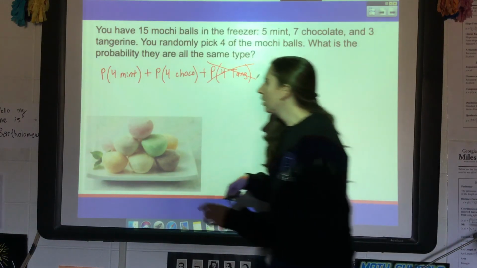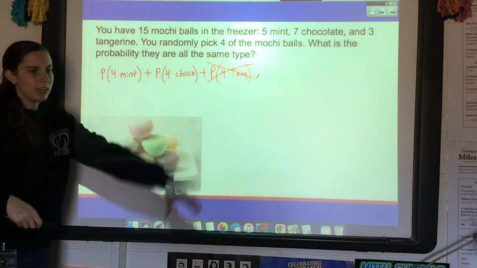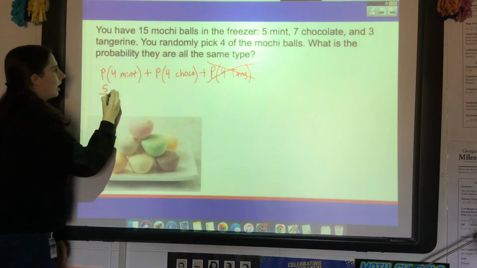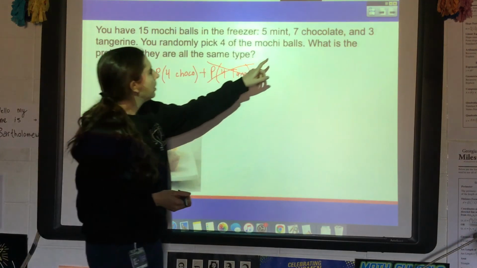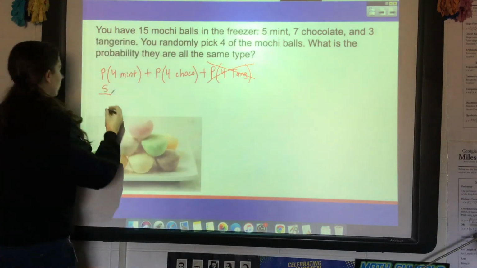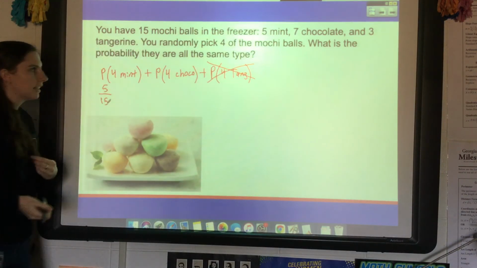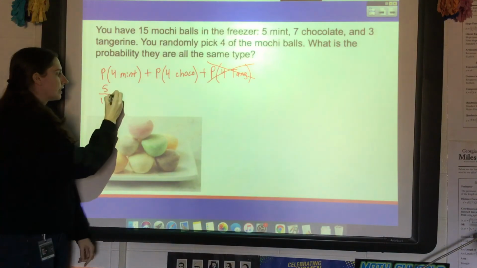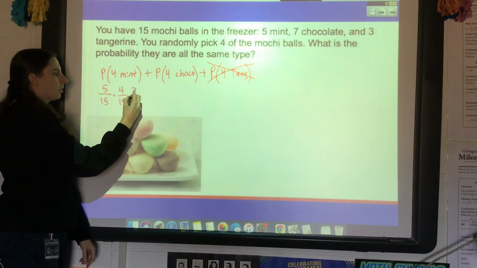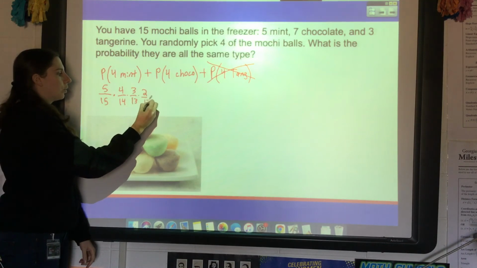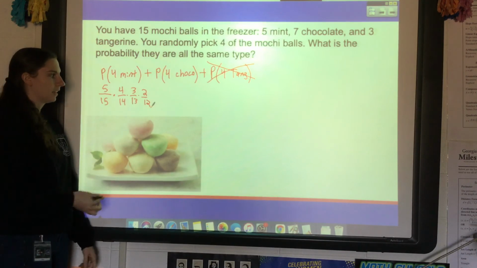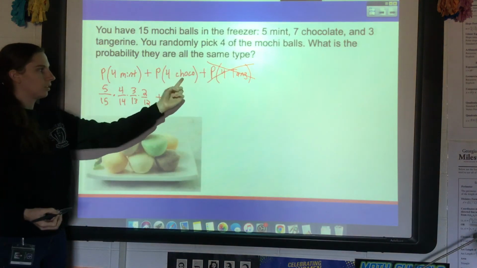Let's start with the mint. What's the probability that we just reach in and randomly pull out a mint? That would be 5 options out of, how many total are there? You've got 15. So that's your first pick is a mint. If the second pick is a mint, that would be 4 out of 14. Third pick would be 3 out of 13, and then 2 out of 12. So that would be your first is a mint, second is a mint, third is a mint, 4th is a mint.